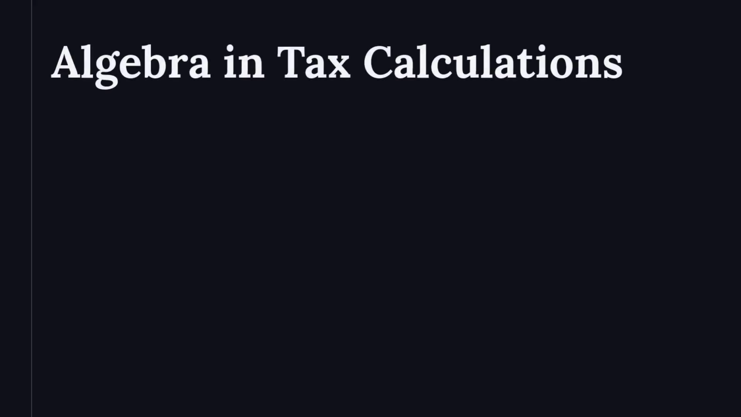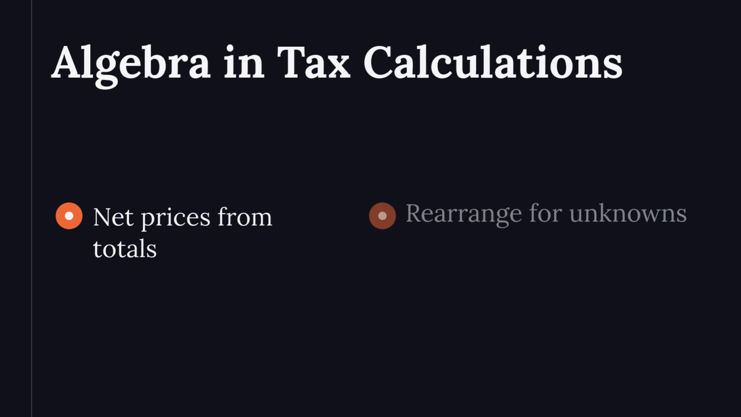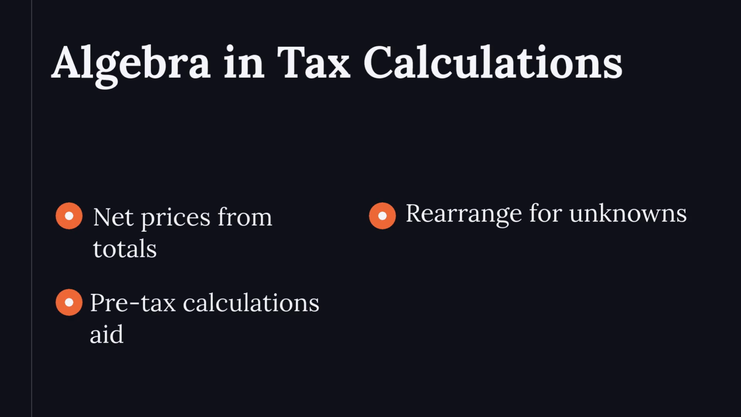In tax calculations, algebra finds net prices from total prices. By rearranging formulas, unknown values are determined. This is used in accounting software for pre-tax calculations. Understanding this application improves financial accuracy. Algebra simplifies complex tax computations in software.